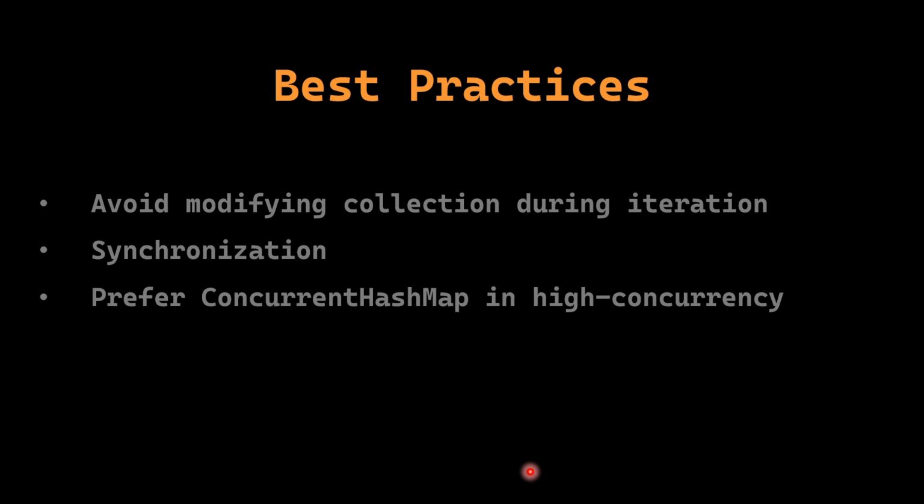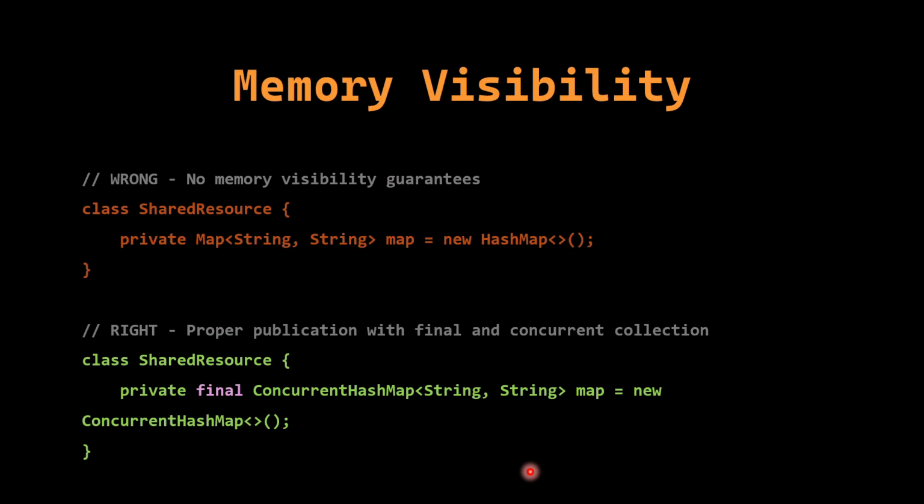Let's quickly consider memory visibility in concurrent applications. When sharing maps between threads, you must consider memory visibility. Simply declaring a map as a field doesn't guarantee that changes made by one thread will be visible to other threads. For proper publication, use final fields, volatile references, or concurrent collections that handle memory visibility internally.